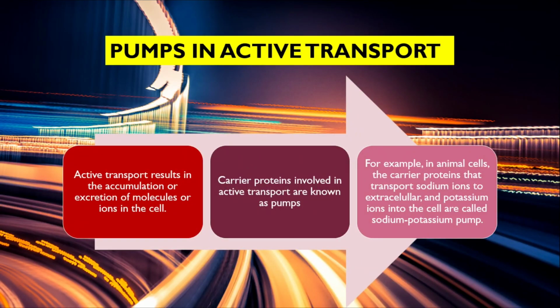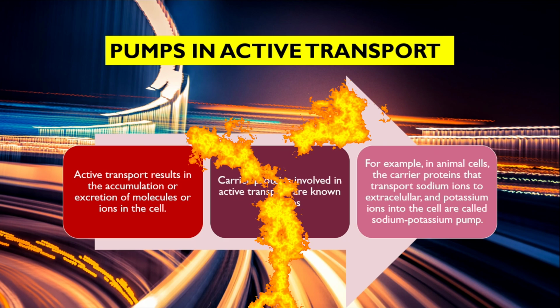Pumps in active transport. Active transport results in the accumulation or excretion of molecules or ions in a cell. The carrier proteins involved in active transport are known as pumps. For example, in the animal cell, the carrier protein that transports sodium ions to the extracellular fluid, meaning out of the cell, and potassium ions into the cell is called the sodium-potassium pump.